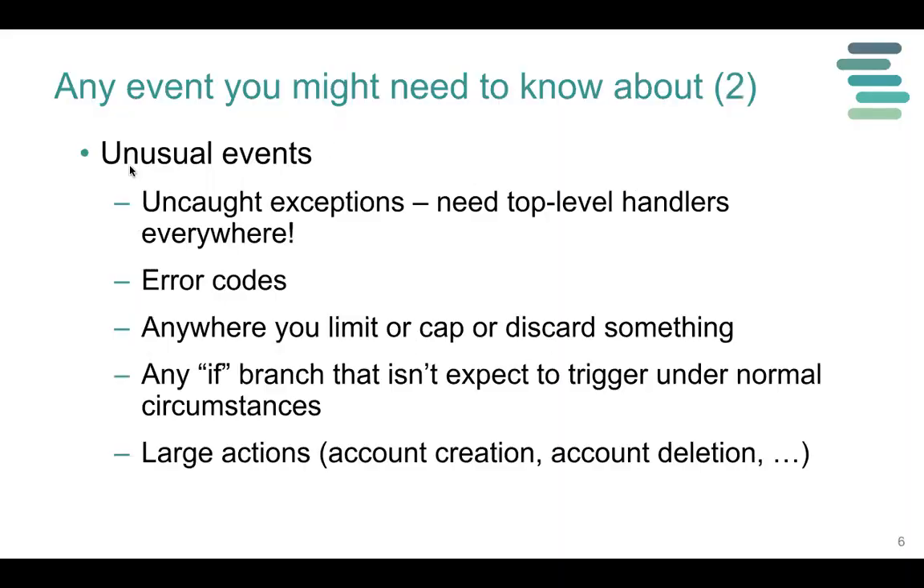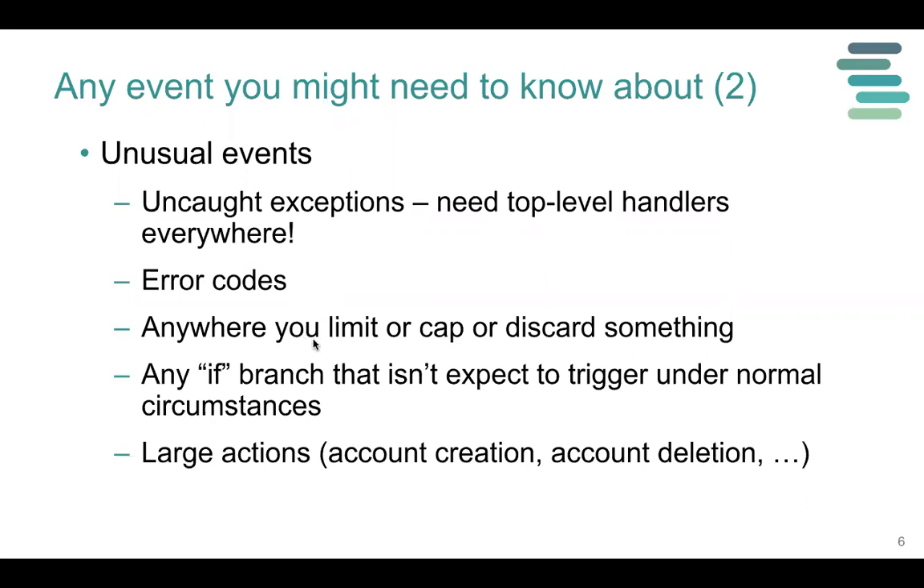And the second category of things worth logging are basically unusual events. The classic example of that is an exception or a thrown error report, hopefully with a stack trace. Those are always worth logging. But any kind of error situation, error code, anything that fails, whether it's with an exception or a stack trace or not, is worth logging. Anywhere your system has any kind of circuit breakers, limits, caps, or rate limits that kick in, whenever one of those kicks in, that's worth logging because that's an unusual path.